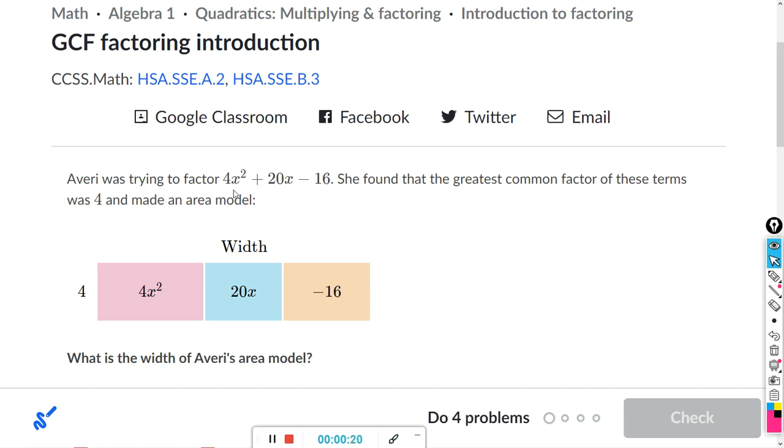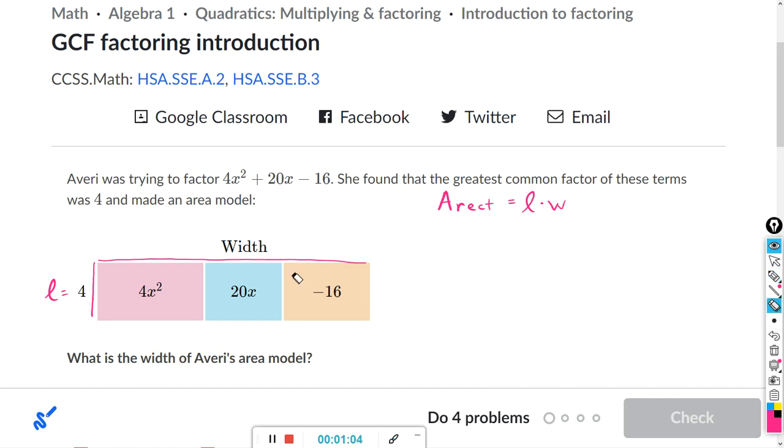Averi was trying to factor 4x squared plus 20x minus 16. She found that the greatest common factor of these terms was 4 and made an area model. All right. So what you want to remember, the point of this area model, the area of a rectangle is going to equal length times width. All right. So obviously they labeled this the width. So of course this 4 here is the length.